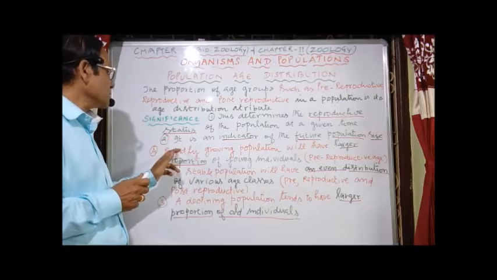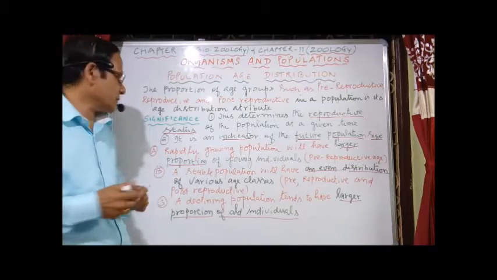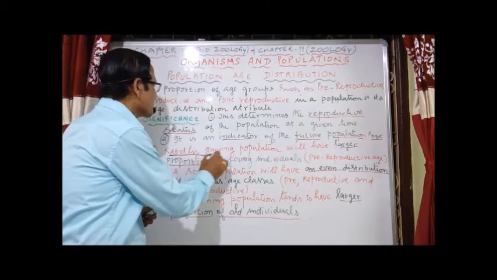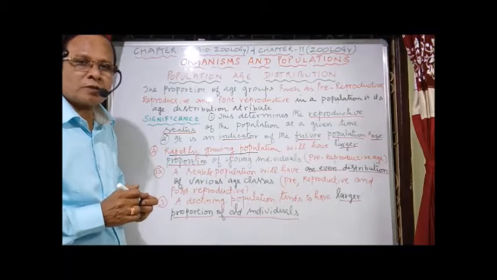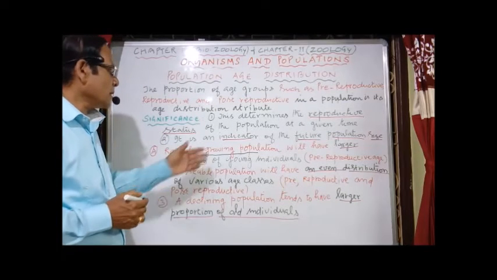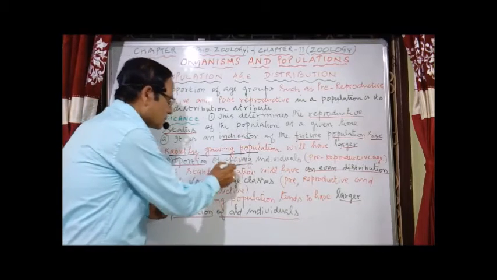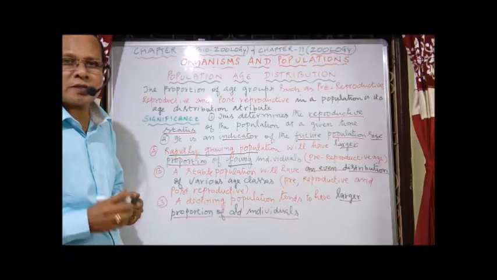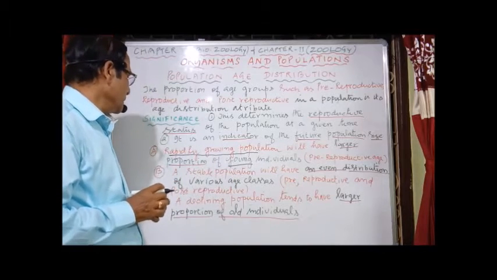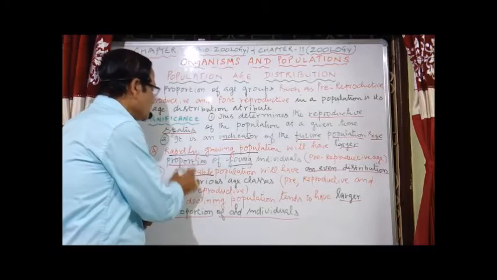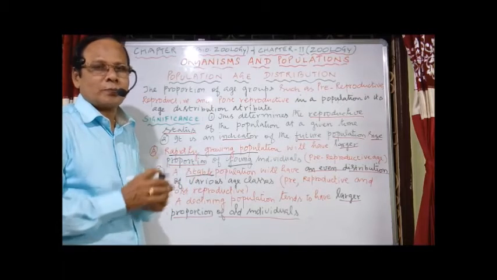Suppose the population is growing rapidly. What type of individuals do they have, pre-reproductive, reproductive or post-reproductive? Now the rapidly growing population will have a larger proportion of young individuals, that is, individuals at the pre-reproductive stage. A larger number of young individuals. Then we have another one, a stable population. One is a rapidly growing population, otherwise we can say an expanding population.